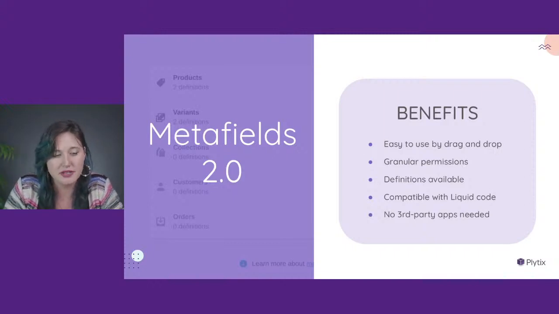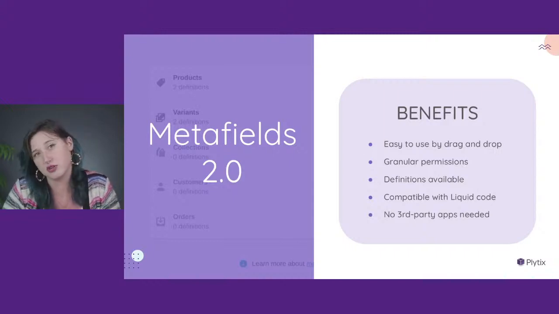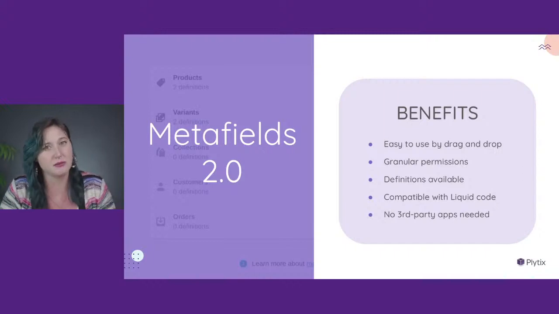The second benefit is the ability to set granular permissions on each metafield. You can select whether you want to show your metafields in your storefront or just create them for internal use. You can also set metafields for both products and variants. This means that there can be two metafields with the same namespace and key. Each one is assigned to a product and variant level.